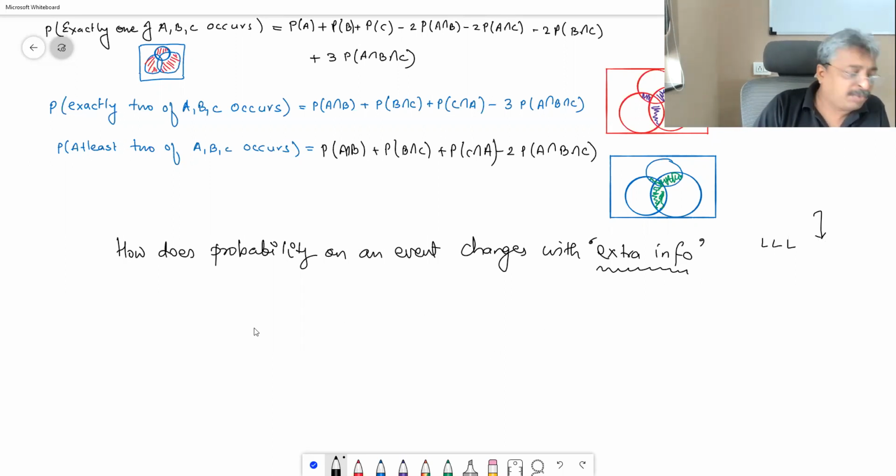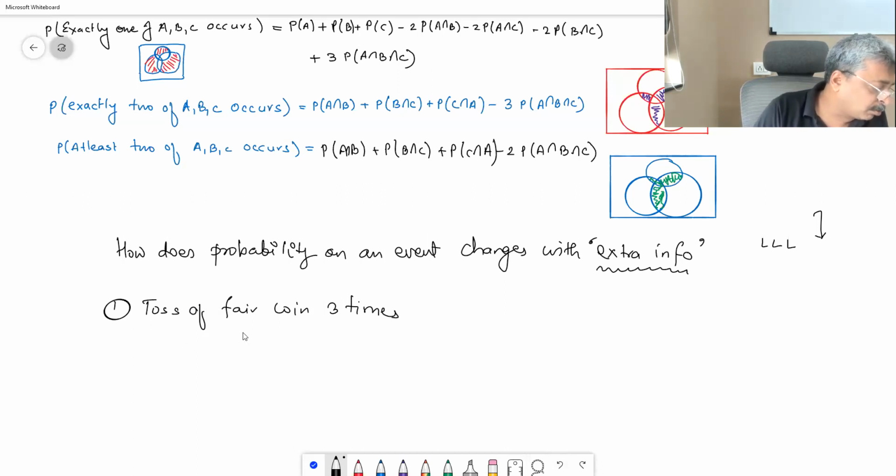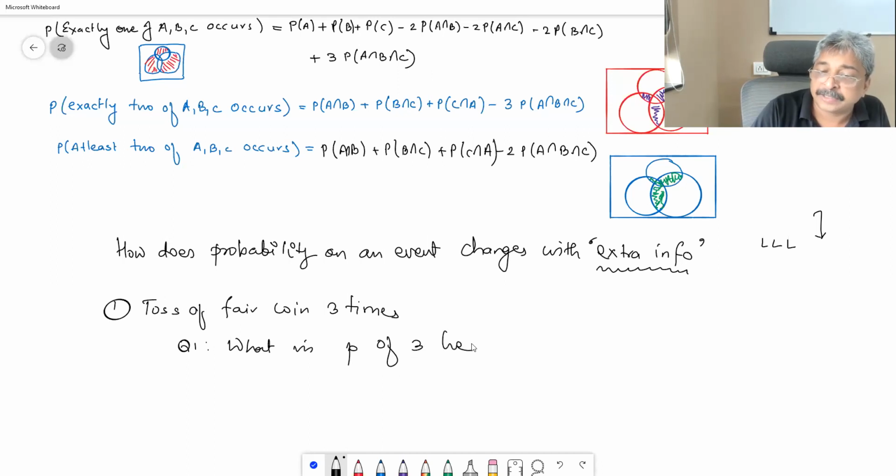What happens if extra information is available? Let me give you an example. Example one, if you toss a fair coin three times, the question is, what is the probability of three heads? Easy, 10th standard question.